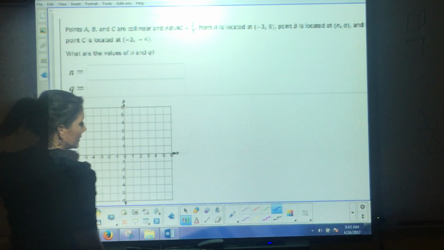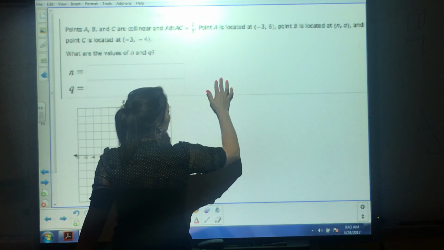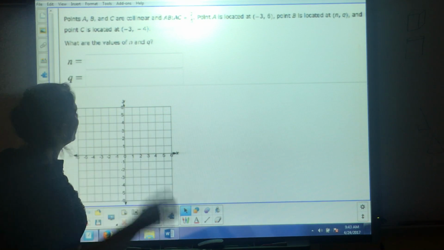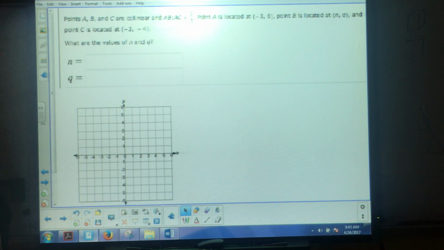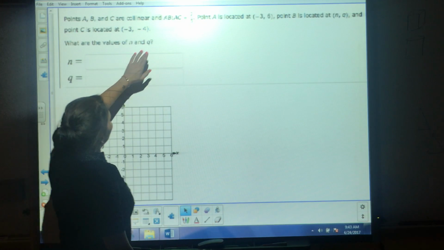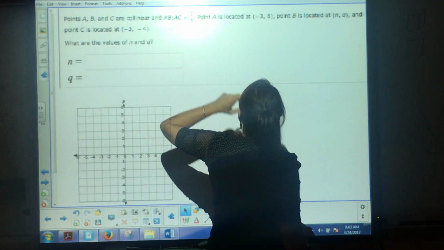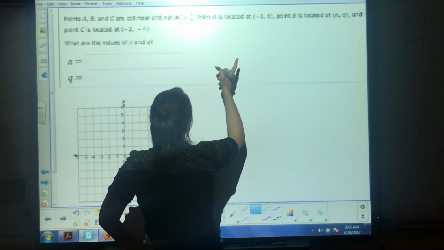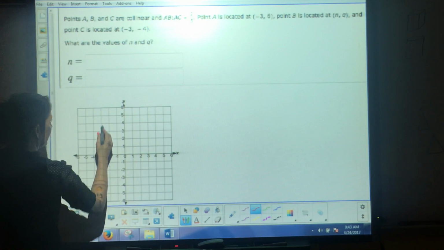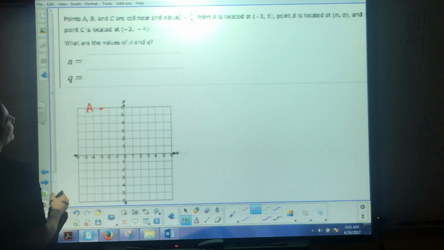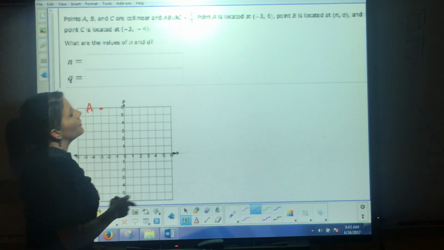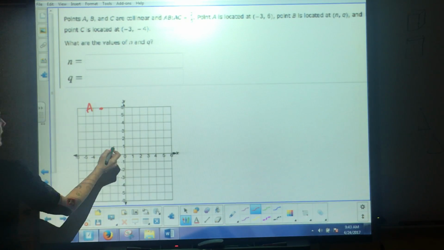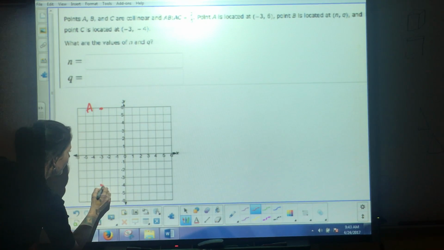Points A, B, and C are collinear, which means on the same line. Collinear. Coplanar is on the same plane. Good. The ratio of AB to AC is 2 to 5. Point A is located at -3, 6. Point B we don't know. Point B is at (n, q). And point C is located at -3, -4.